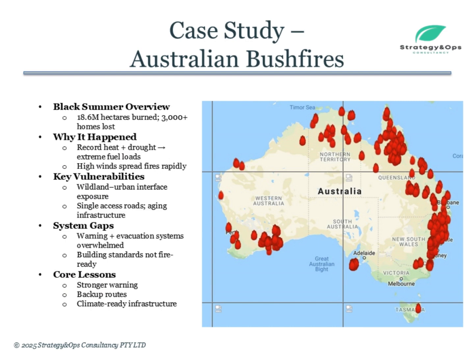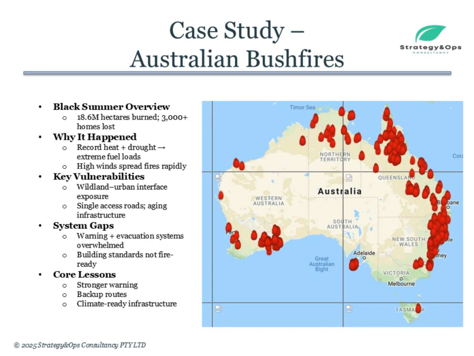The 2019 to 2020 Australian bushfire season, known as Black Summer, offers important lessons for climate risk assessment and adaptation planning. The scale of the event was extraordinary. Fires burned 18.6 million hectares, destroyed more than 3,000 homes, and caused 34 direct fatalities. Smoke affected millions and drove economic losses of more than 100 billion Australian dollars. It was one of the most damaging fire seasons in Australia's history.